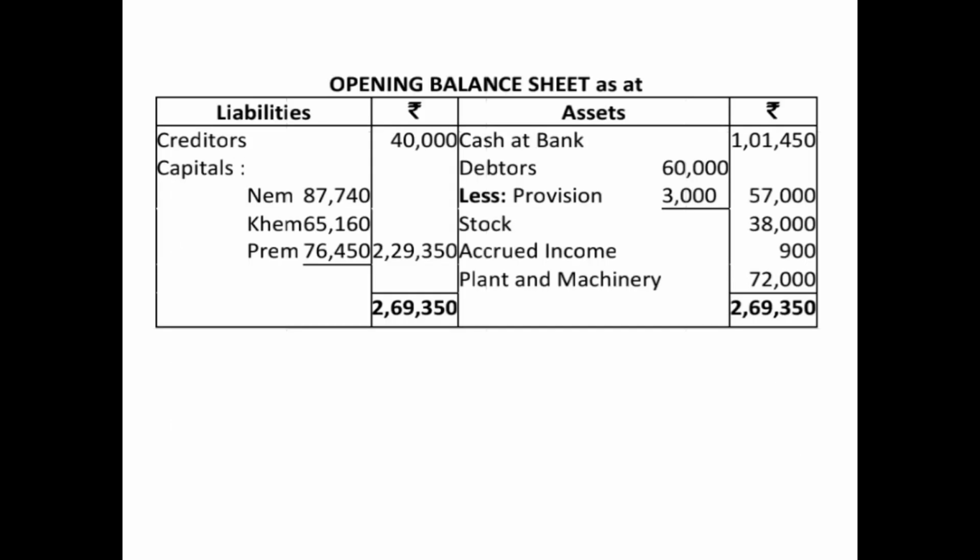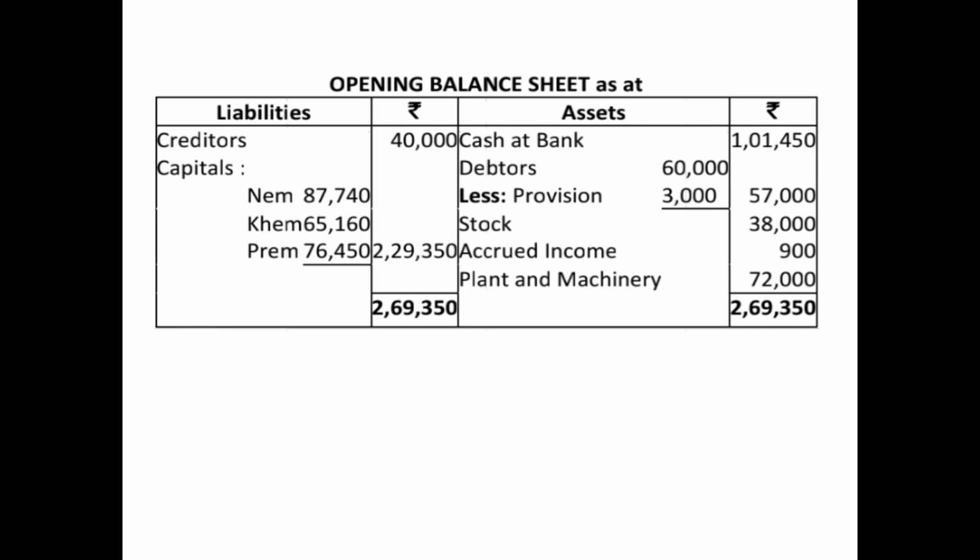76,450. Now let us see the opening balance sheet as at, since there is no date in the question, therefore I have not written any date. This is basically the balance sheet after admitting Prem. So as you can see, on the liabilities side, there was no change in creditors. So we have simply copied the amount of creditors as 40,000. Then we have shown the capitals of Naam, Kaam and Prem as calculated from the partner's capital account, which is 87,740, 65,160 and 76,450.